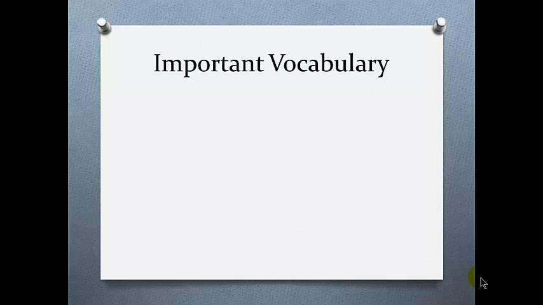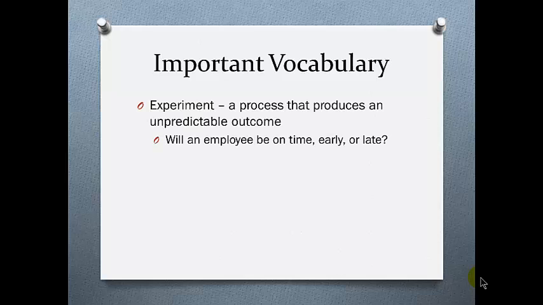Now there's a lot of important vocabulary that goes along with probability, and we use these a lot, so it's good to be aware of what they are. The first is an experiment. That's a process that's going to produce an unpredictable outcome. Let's say I'm interested in a certain employee, and I want to know tomorrow, is this employee going to be on time, early, or late? That's my experiment.